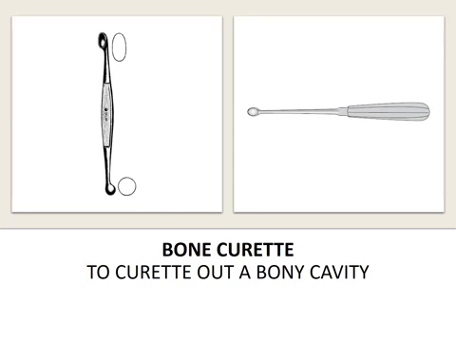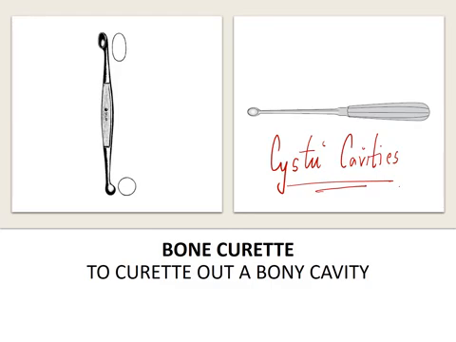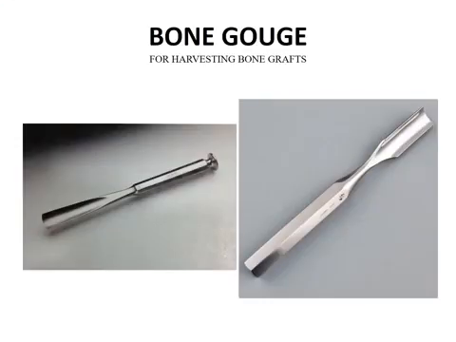Bone curette. It can be used in cystic cavities where you need to do curettage. It is also useful when sometimes you have to remove a very small amount of cancellous bone graft. But usually for bone grafts, we have the bone gouge. After exposing the iliac crest, this gouge is run or an osteotome is run to take out the slivers of the bone graft.